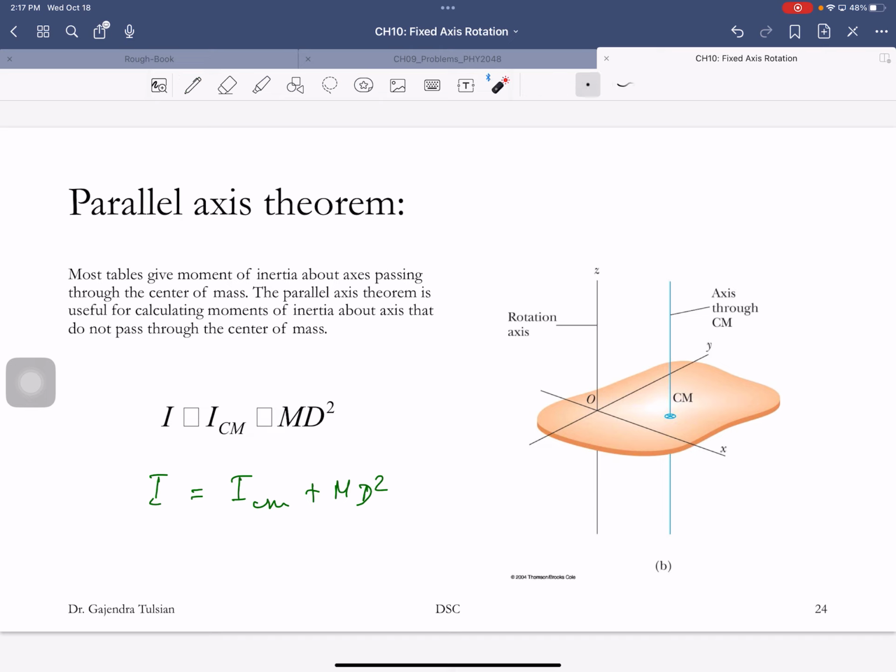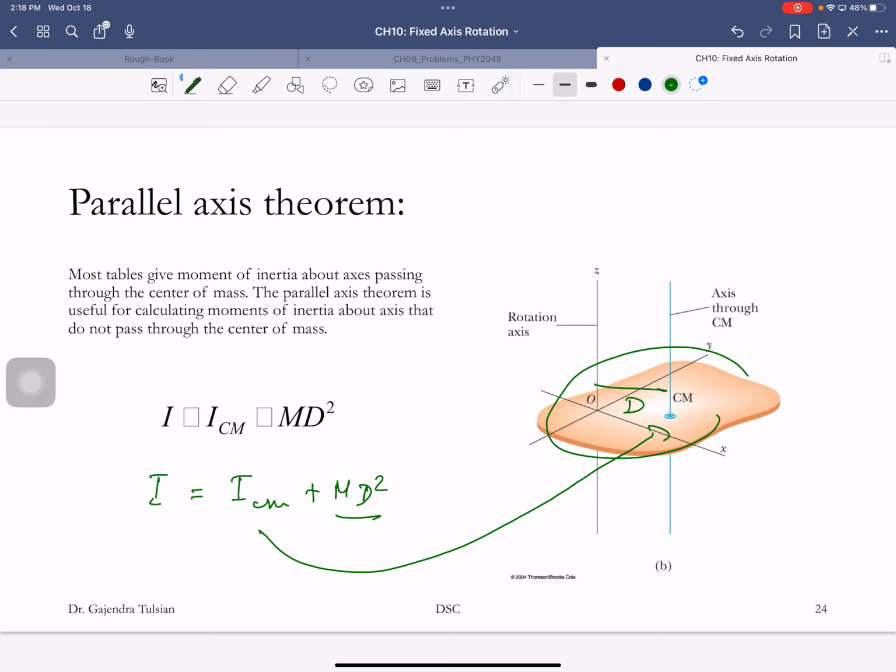If in a table you can look up the moment of inertia about the axis through the center of mass, and you want the moment of inertia about an axis parallel to it, the moment of inertia about this axis is the moment of inertia about that axis, which is given in a table, plus the mass of this object times d squared. So if you know the moment of inertia about this axis, you can find the moment of inertia about any axis parallel to that axis. So the parallel axis theorem: if you know the moment of inertia about one axis, you can calculate the moment of inertia about any axis parallel to it.